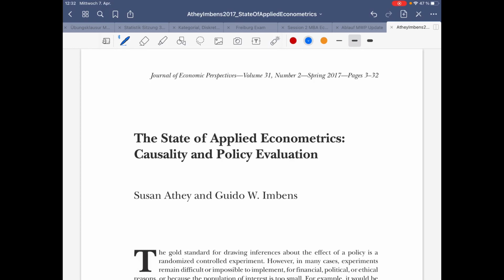So let me start with a 2017 article published in the Journal of Economic Perspectives, written by Susan Athey and Guido Imbens, about the state of applied econometrics, causality, and policy evaluation. The gold standard for drawing statistical inferences from a sample to a population about the effect of a policy is what we call a randomized control trial.